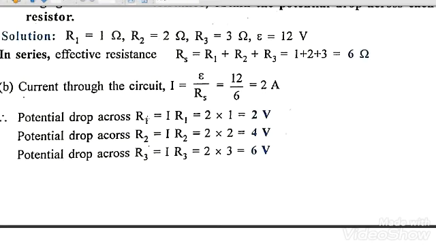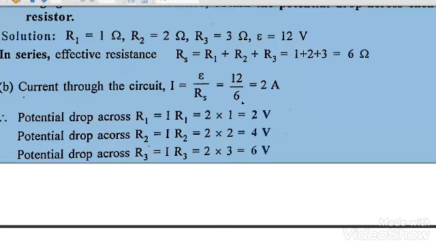The potential drop across each resistor: for R1 it is I into R1, and I is found to be 2 and R1 is 1 ohm, right? Then 2 ones are 2, that is equal to 2 volts. That is, the potential drop across R1 is 2 volts, and the potential drop across R2 is I into R2. That is, the current is 2 and the R2 value is 2, and that is equal to 2 twos are 4 volts.